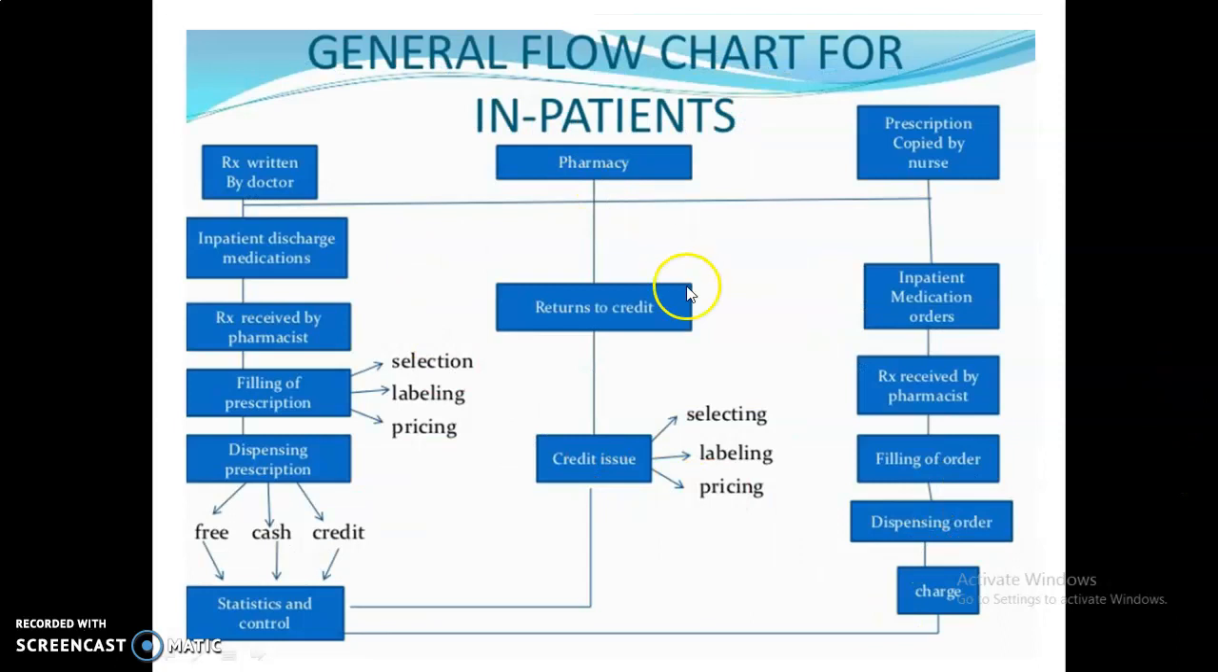This is the flowchart of inpatients. Prescription written by doctor, sent to the pharmacy, prescription copied by nurse, sent to the pharmacy, inpatient discharge medication, prescription received by pharmacist, filling of prescription, selection of drug, labeling of drug, pricing of drug, dispensing to the patient in the form of free, cash or credit. He makes payment. Inpatient medication orders: the prescription is received by the pharmacist, filled according to the prescription, drugs are dispensed, and then charged.